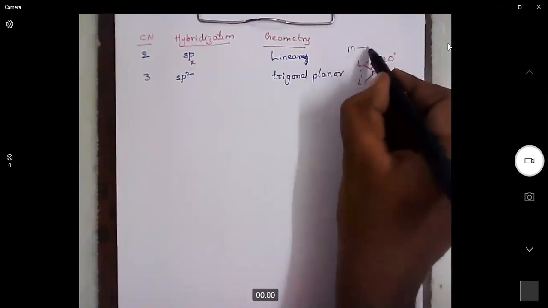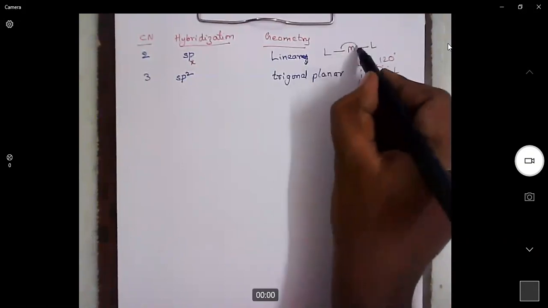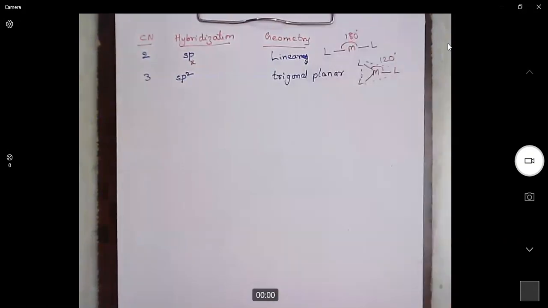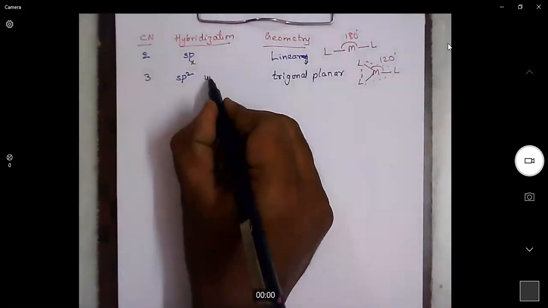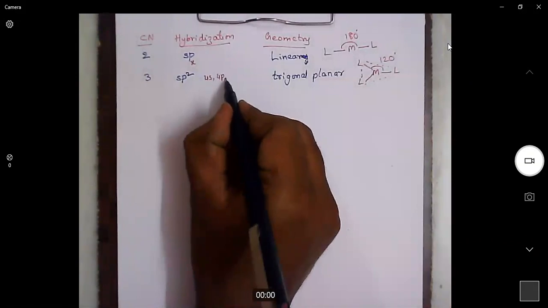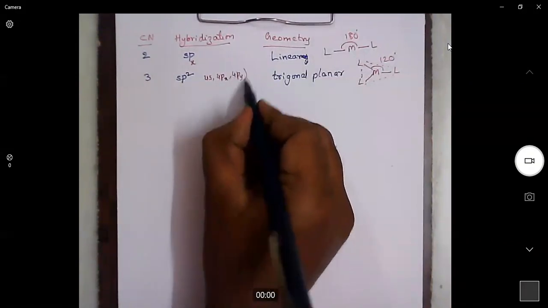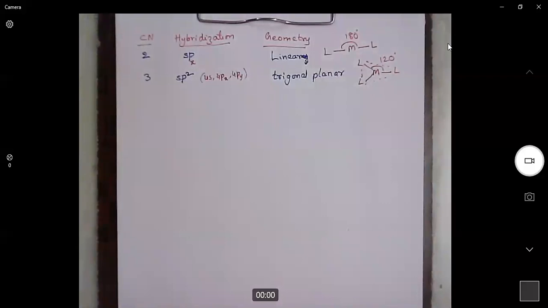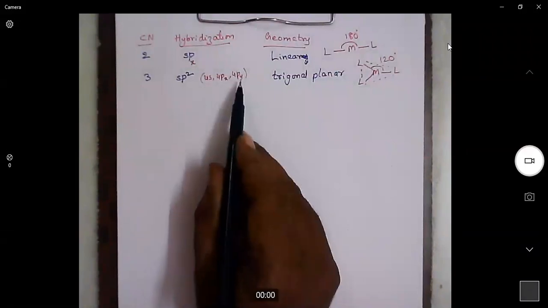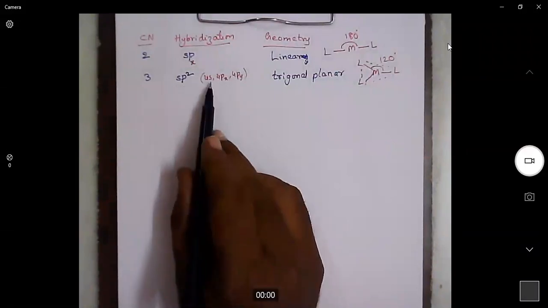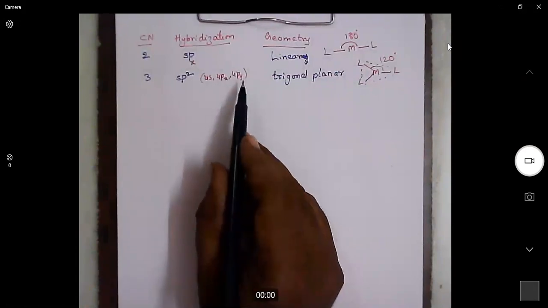Linear means this is the shape and we will have a bond angle of 180 degrees. Here also, when the molecule undergoes sp2 hybridization, mostly the 4s orbital, 4px orbital, 4py orbital will be involved in hybridization. If it is a 3d metal ion, they are 4s, 4px, 4py. If it is a 4d metal ion, it is 5s, 5px, 5py.